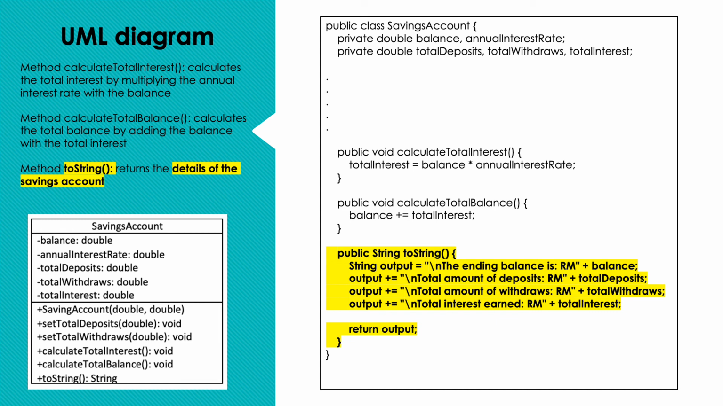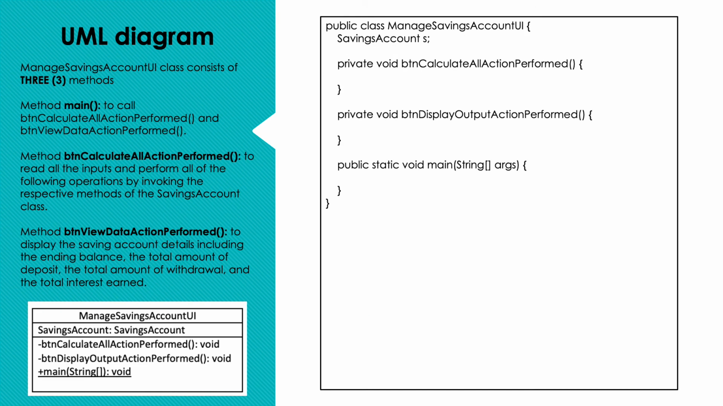Remember that the variables called balance, totalDeposits, totalWithdrawals, and also totalInterest are private. So users cannot access those variables' values, but because this toString method is public, if the user wants to see what the values are, they can go through the toString method because this is public.